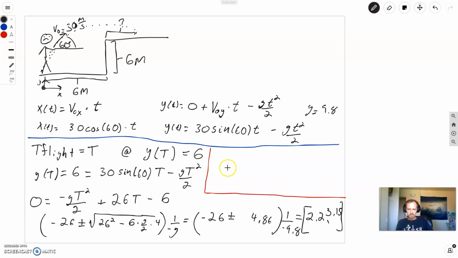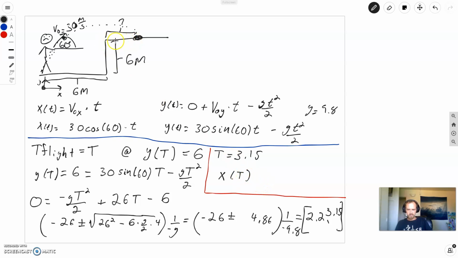So the time of flight, we want that greater time, because remember there's going to be 2 times when it's fulfilled, and we saw that here. We got 2 positive real times. And that is identifying the 2 points where it is equal to the height of the rooftop. So t equals 3.15.